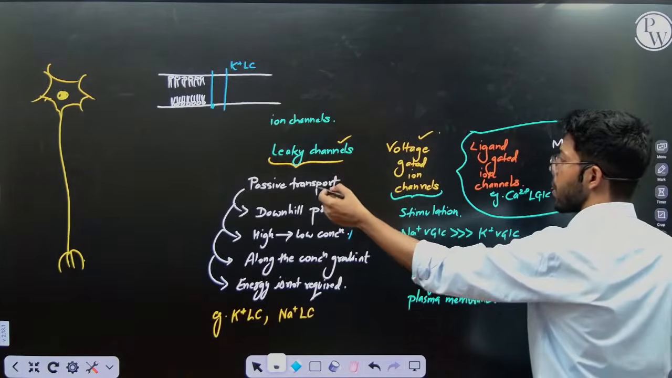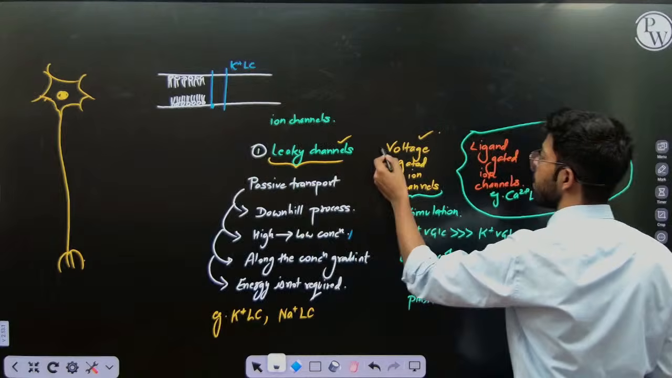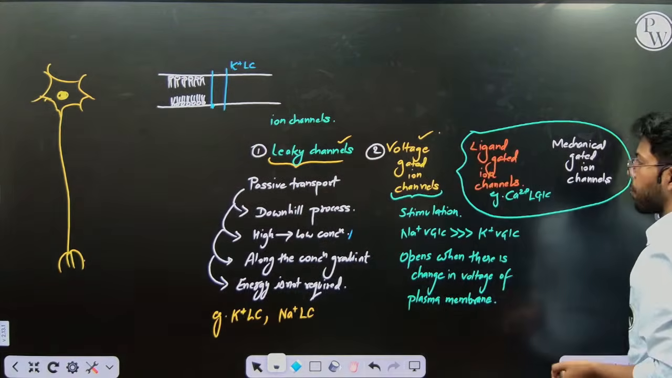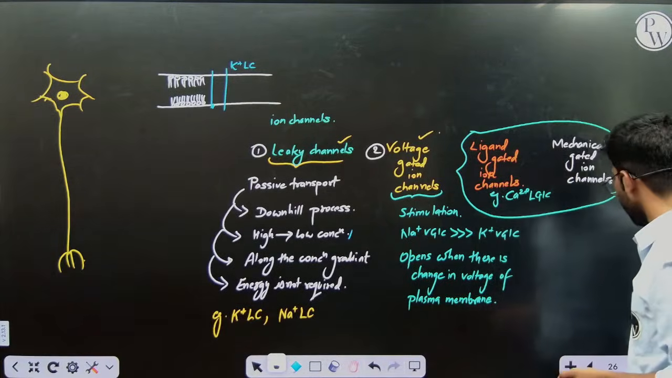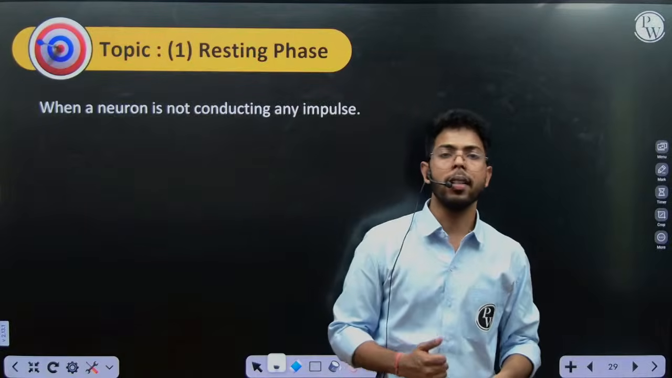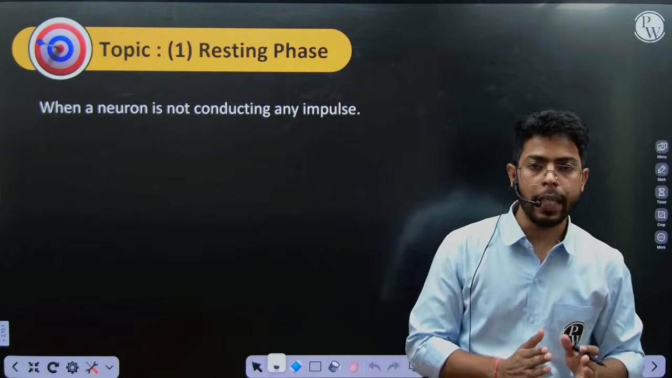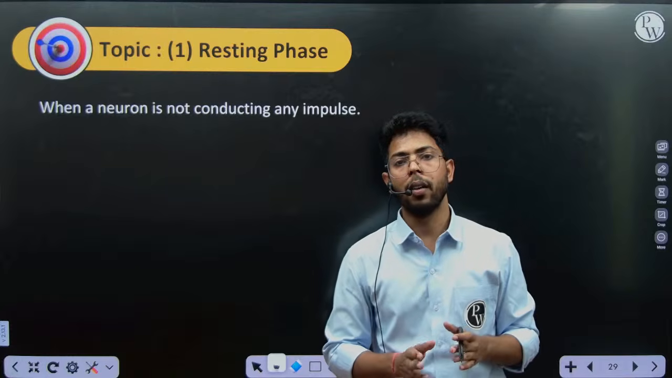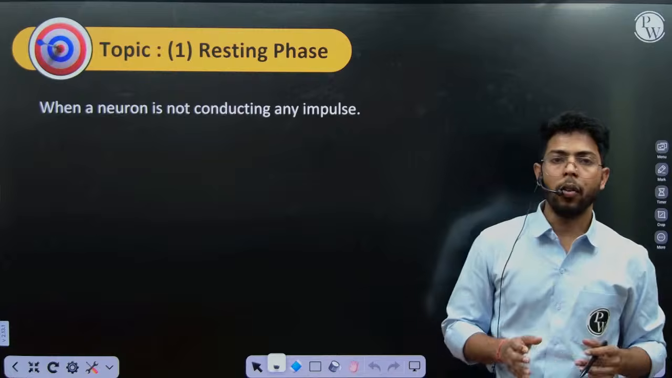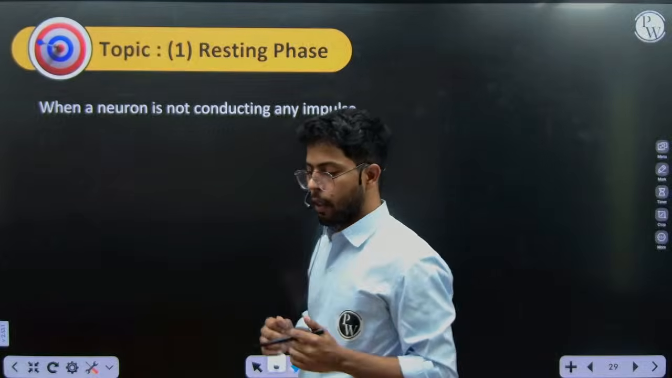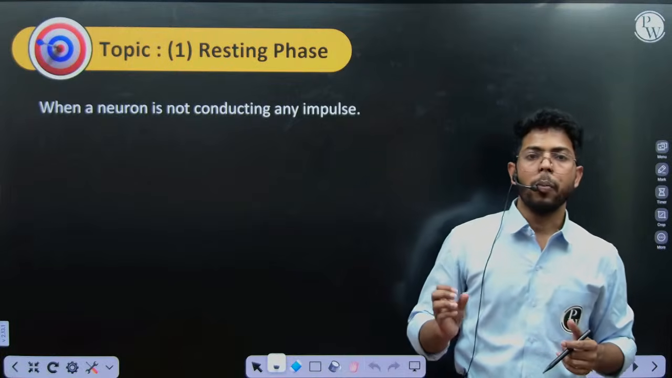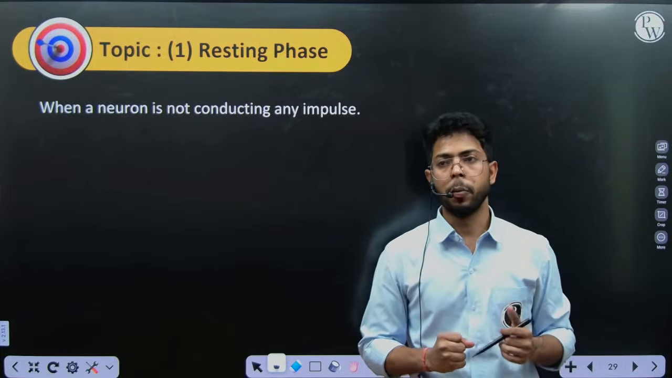Types of ion channels: first are the leaky channels, voltage-gated ion channels, and ligand and mechanical channels. For example, potassium ion leaky channels are more numerous in the plasma membrane of the neuron as compared to the sodium ion leaky channels. And the sodium ion voltage-gated ion channels are more in number as compared to the potassium ion voltage-gated ion channels.